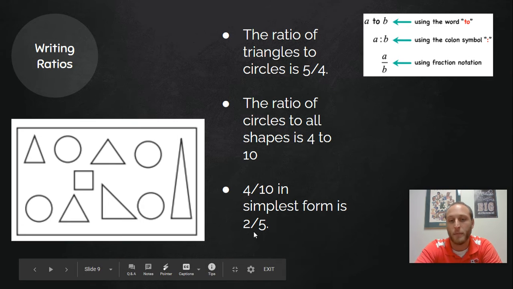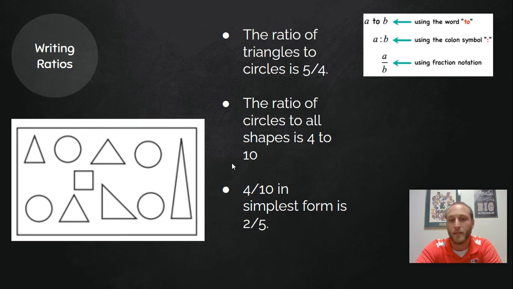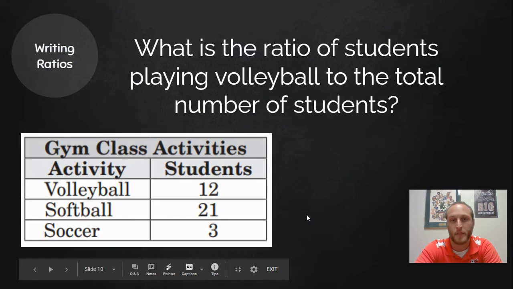2 to 5, because remember, I can divide 4 by 2 and I can divide 10 by 2. So I can make that simpler. So the ratio in this situation of circles to all shapes would be 2 to 5.